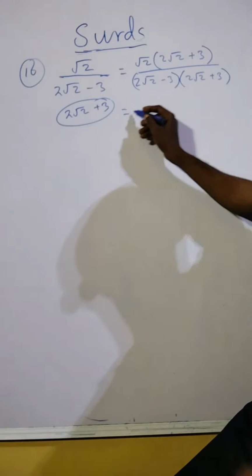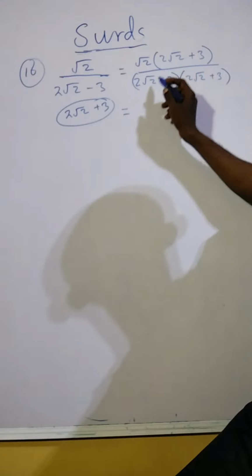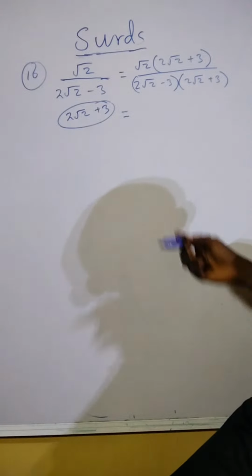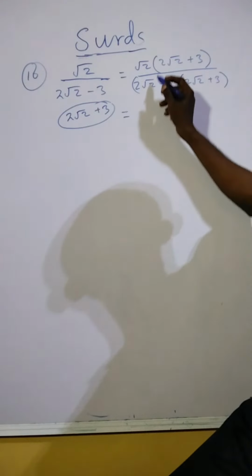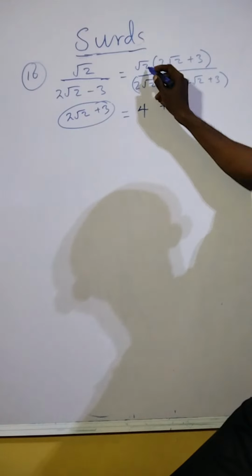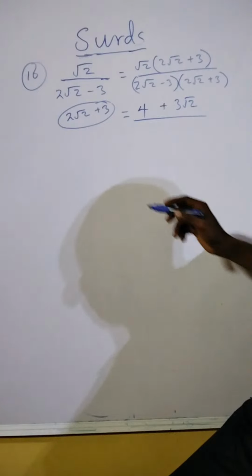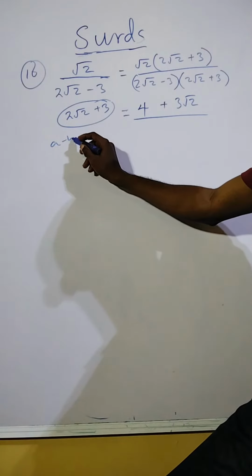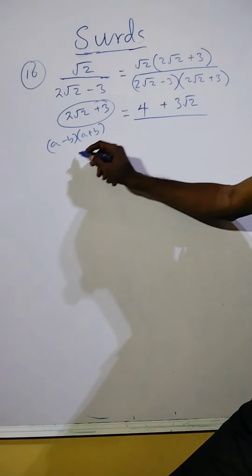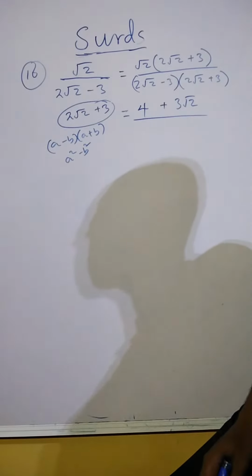Then here, this bracket, we open it with root 2. So root 2 times this, that will be 2 times 2, because root 2 times root 2 is 2. So 2 times 2, of course, this gives us 4. Then plus root 2 times 3, that's 3 root 2. Then divided by, here we have a minus b times a plus b. This is a square minus b square.